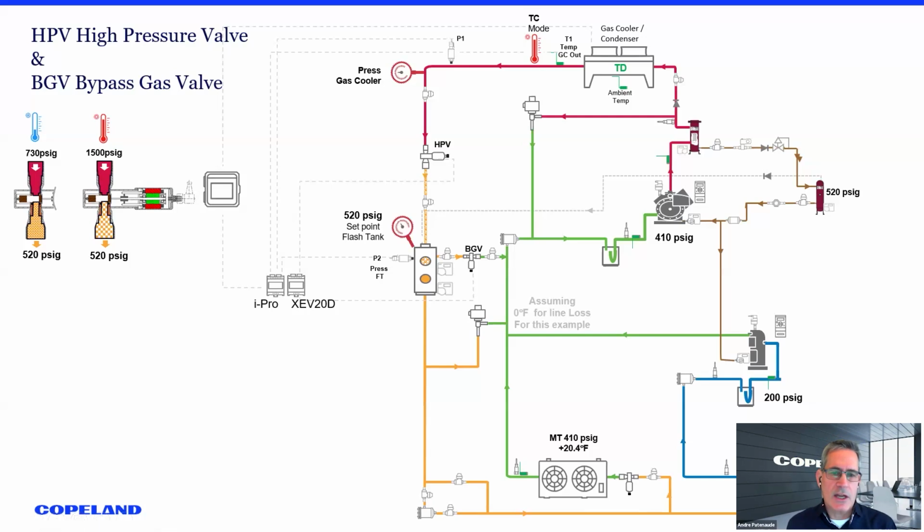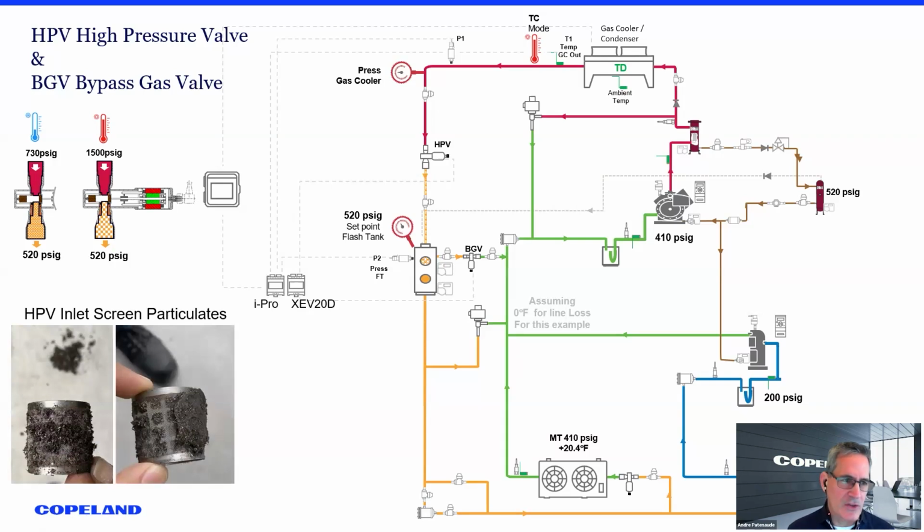You could be operating like a normal HFC system almost, because you're coming from the gas cooler through the high pressure valve, very little flash gas, just a little extra flash gas in my flash tank to get down to 520. So that's important to understand, the difference. But that high pressure valve sees 100% of the mass flow.